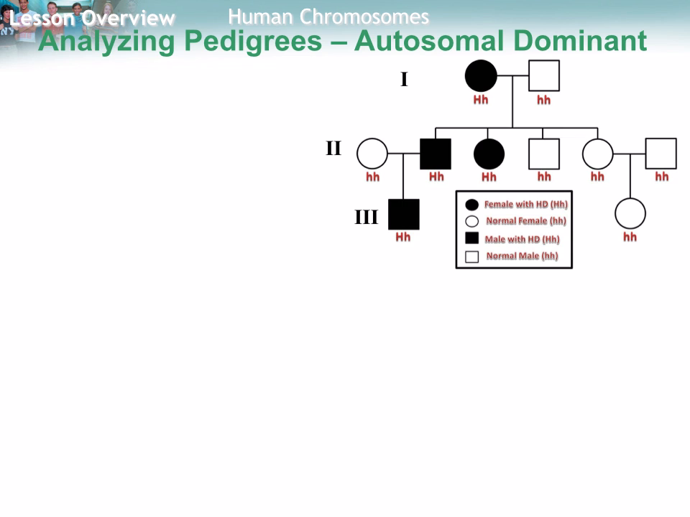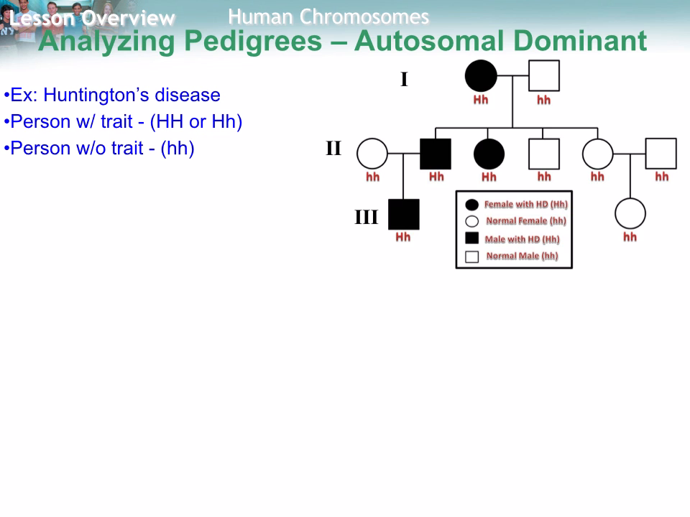Now take a look at the second generation. There are two people affected, a boy and a girl. Okay, they're brother and sister. And who did they get it from? Well, they got it from the mother in the first generation. So since Huntington's disease is a dominant trait, anybody who has Huntington's disease will have a dominant allele. They will either be homozygous dominant or heterozygous. And anybody who does not have the trait will be homozygous recessive.